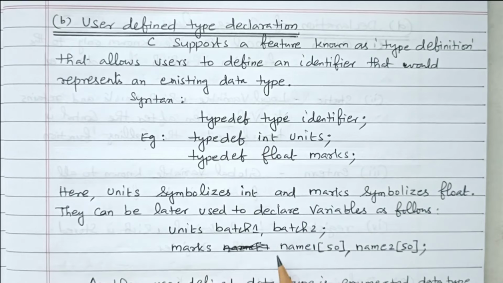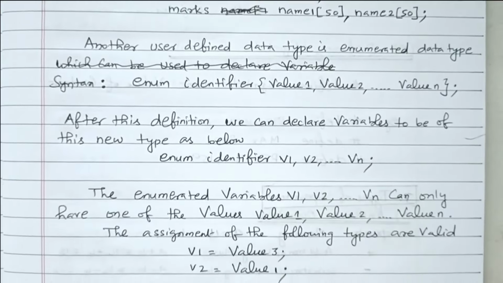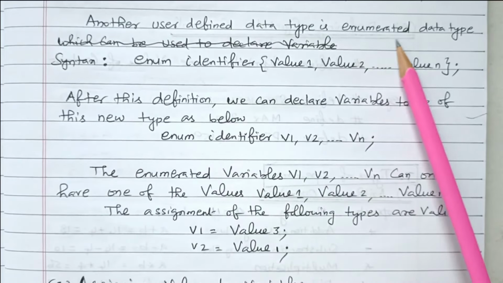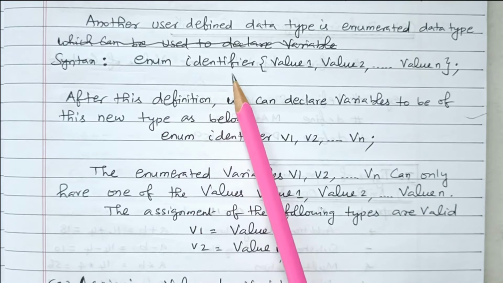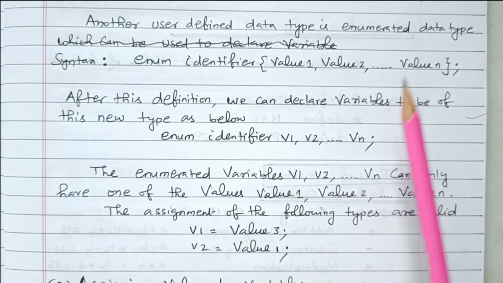Similarly, marks name[50], name[2], right? So these two come under marks. Marks is nothing but float. So it comes under floating point. This is called a user defined type. Similarly, another user defined data type available is called an enumerator. So another user defined data type is the enumerated data type. The syntax is enum identifier {value1, value2, value3}. We can give the values here.